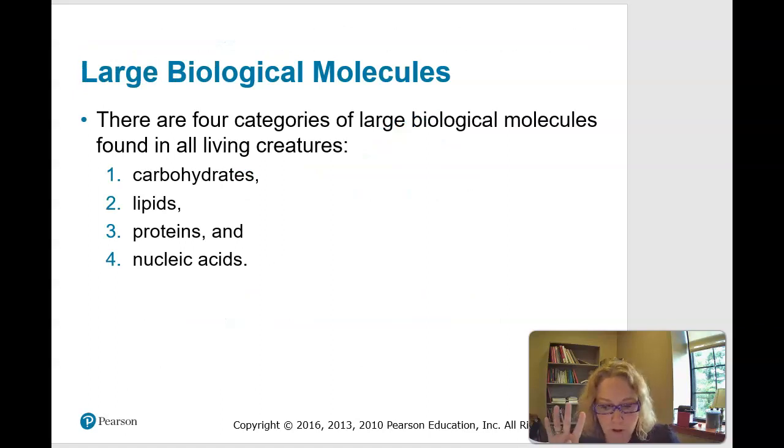Okay, we're going to talk about four large biological molecules. Carbohydrates, so spaghetti, bread, whatever. Lipids, fats, oils, butters. Proteins, these are going to be meats, things that you eat, that's protein. And the proteins are actually going to break down into nucleic acids. So we're going to talk about all of those.